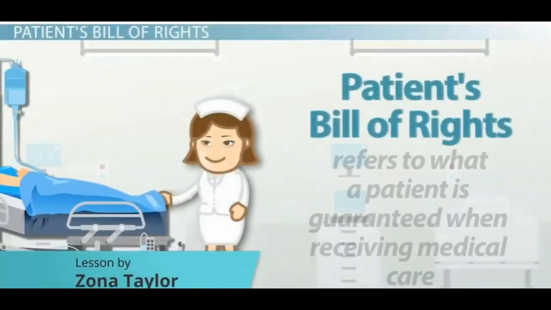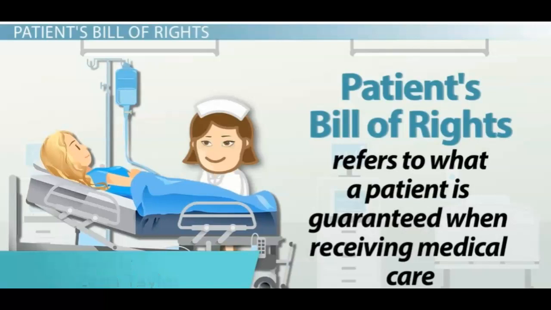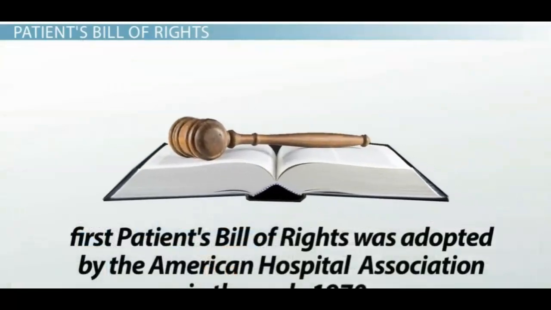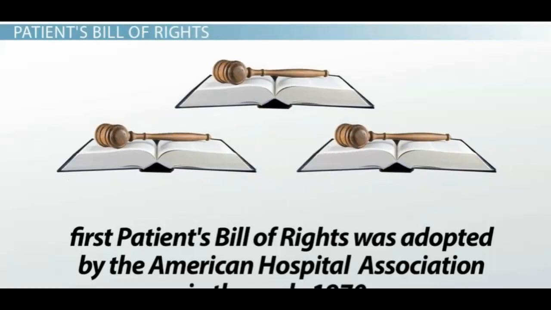A patient's Bill of Rights refers to what a patient is guaranteed when receiving medical care. It may have the weight of law or simply be a declaration by a given entity. The first Patient's Bill of Rights was adopted by the American Hospital Association in the early 1970s. Since then, there have been many Patient Bill of Rights lists.